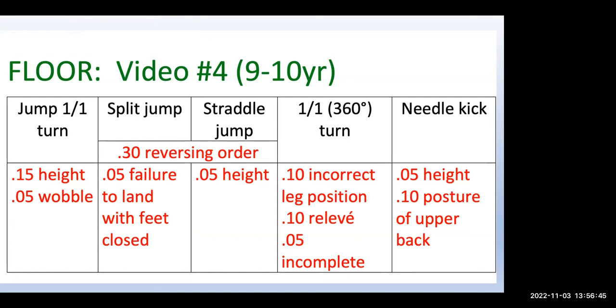Wait a minute. Did she do a needle or did she do a ring? Huh? Let's watch her again. We'll see it in slow motion because posture of the upper back on a needle kick doesn't make sense. I might have messed up there. So let's watch again and see. We're going to see it in slow motion. I bet it's a ring.